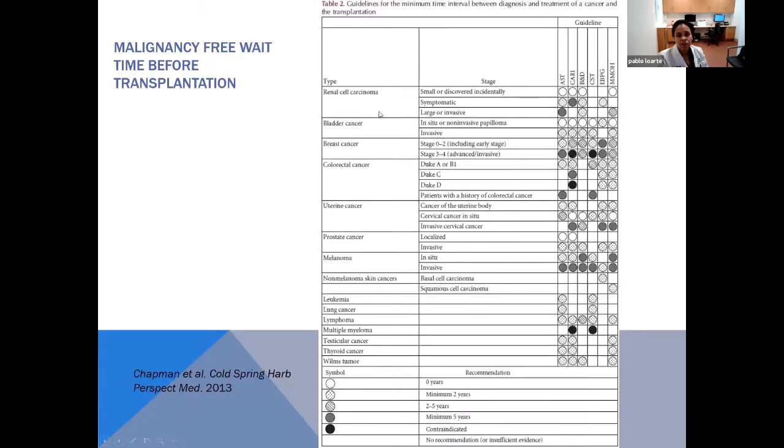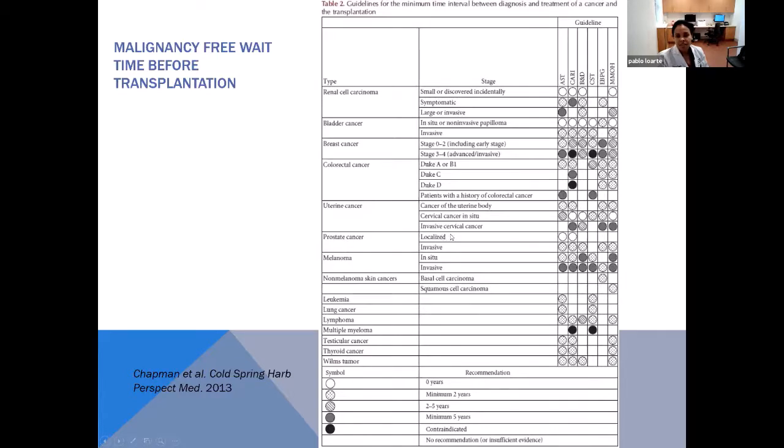However, if the CAT scan was done because the patient had hematuria or had any symptoms and they identified renal cell carcinoma, depending on the size, they may have to wait 2 to 5 years. If it is very large and invasive, they need to wait a minimum of 5 years. So when it comes to the other cancers, breast, colorectal, bladder, uterine, most of them have to wait between 2 to 5 years, 2 years if it is localized and in situ, 5 years minimum if it is more invasive.